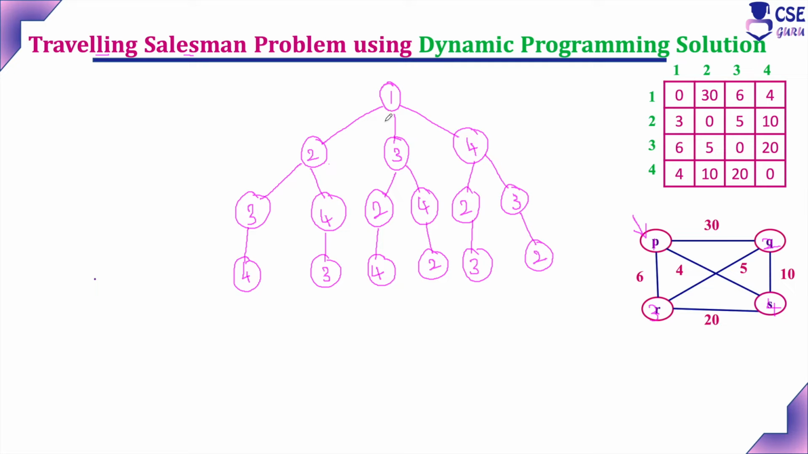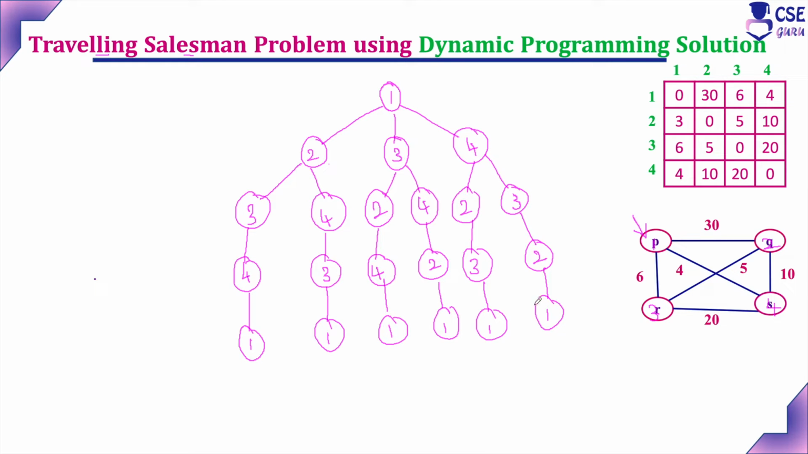Now, these are all the different choices by which the salesman can choose a path to visit all other cities exactly once. And after visiting the cities, he has to return back to the starting city. So that is the meaning. This is nothing but the traveling salesman problem.